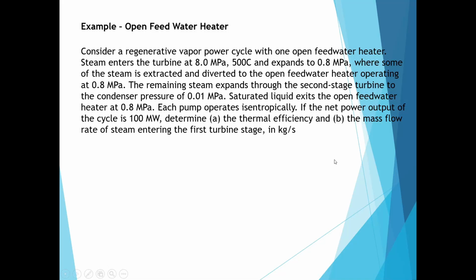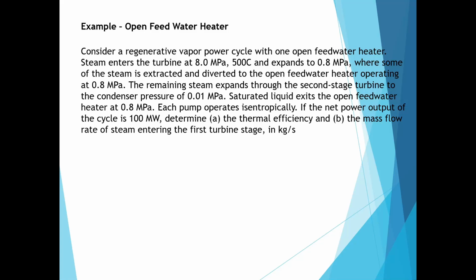Okay, let's work on the example. This example is about an open feed water heater. Consider a regenerative vapor power cycle with one open feed water heater. Steam enters the turbine at 8 megapascal, 500 Celsius, and expands to 0.8 megapascal, where some of the steam is extracted and diverted to the open feed water heater operating at 0.8 megapascal. The remaining steam expands in the second stage turbine to the condenser pressure of 0.01 megapascal.